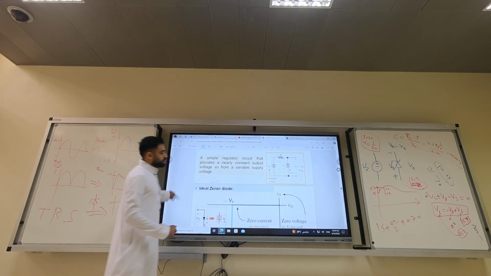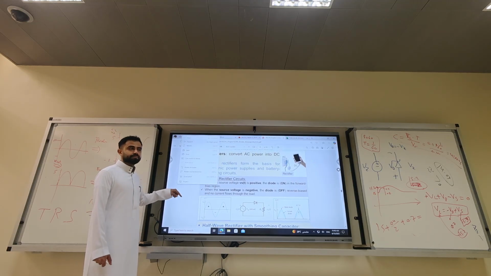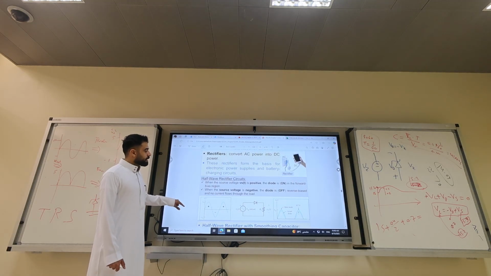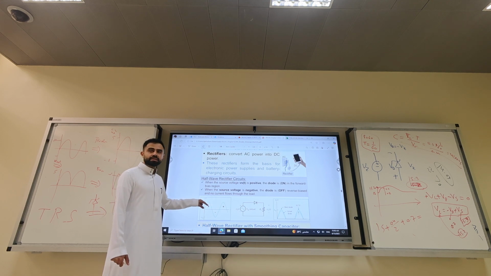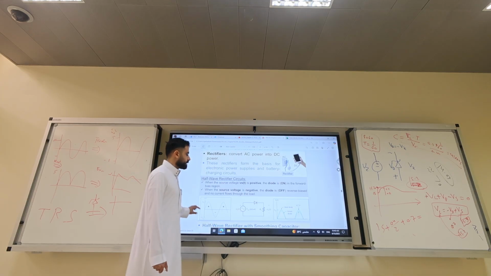Then we talked about the half-wave rectifier again. In the half-wave rectifier, only the positive side of the signal gets kept. We chop the negative half cycle, because the diode will turn on for the positive cycle.